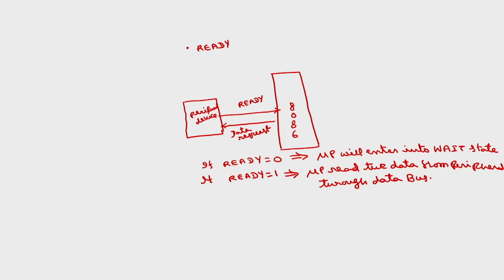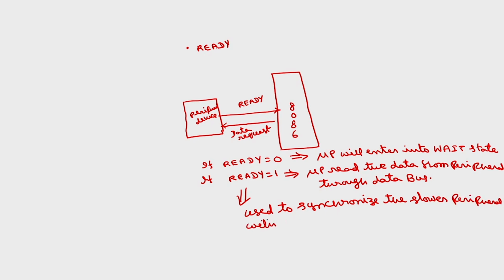So, basically this ready operation will be used to synchronize this slower peripheral with the microprocessor. Basically, the ready signal will be used for synchronizing this slower peripheral with the microprocessor. This is the second externally or peripherally initiated operation.